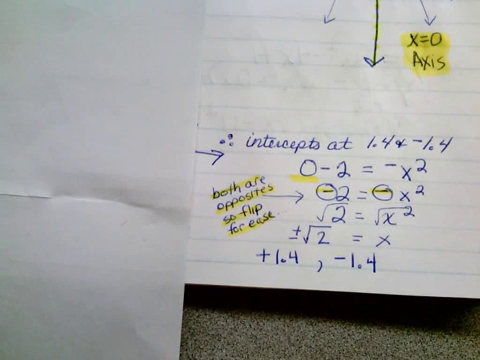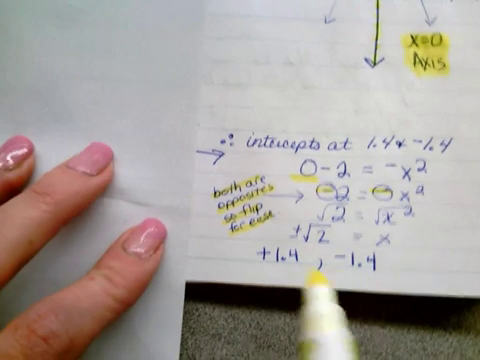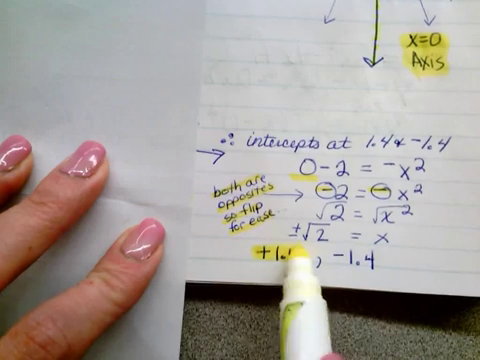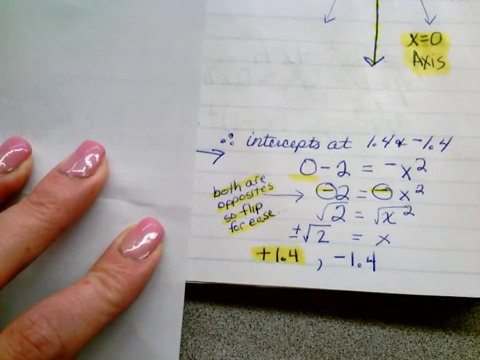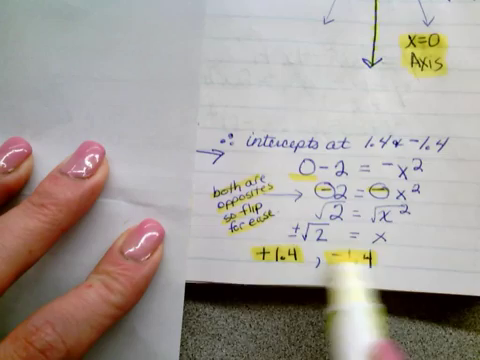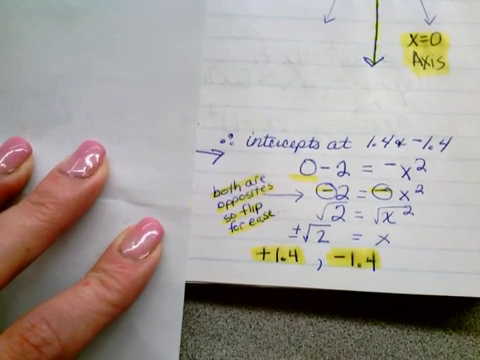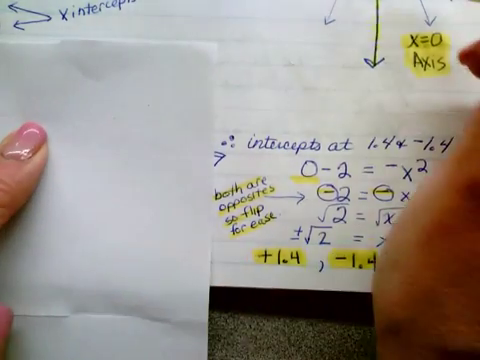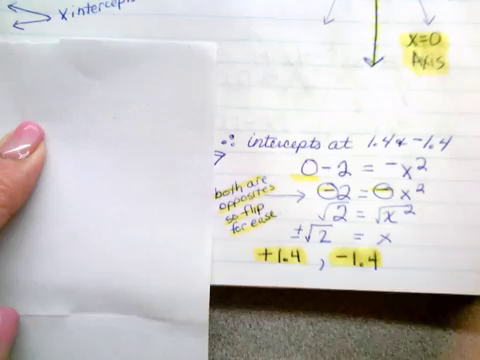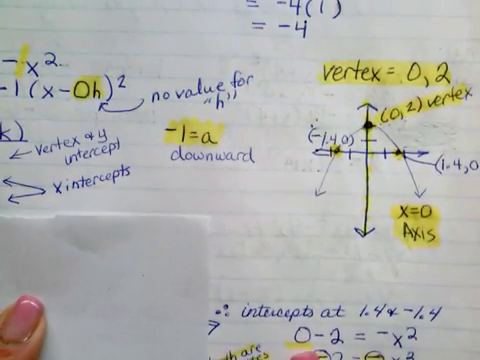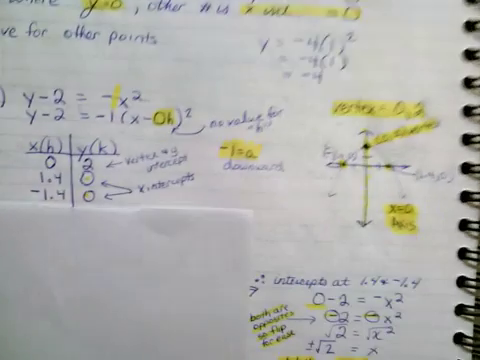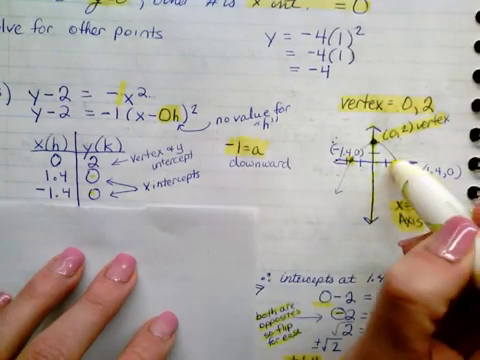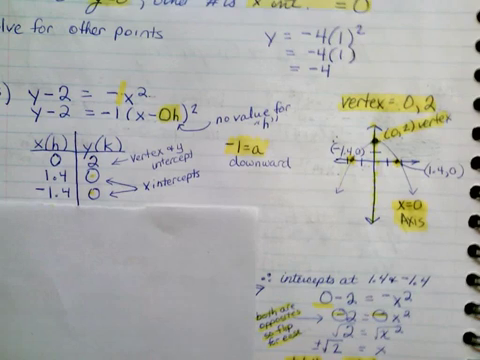Okay, in order to graph something, I have to have numbers. So positive square root of 2 came up with something like this. Negative square root of 2 came up with something like that. Okay? Therefore, your intercepts are here and here. Okay? Your intercepts are here and here, and there's your parabola.